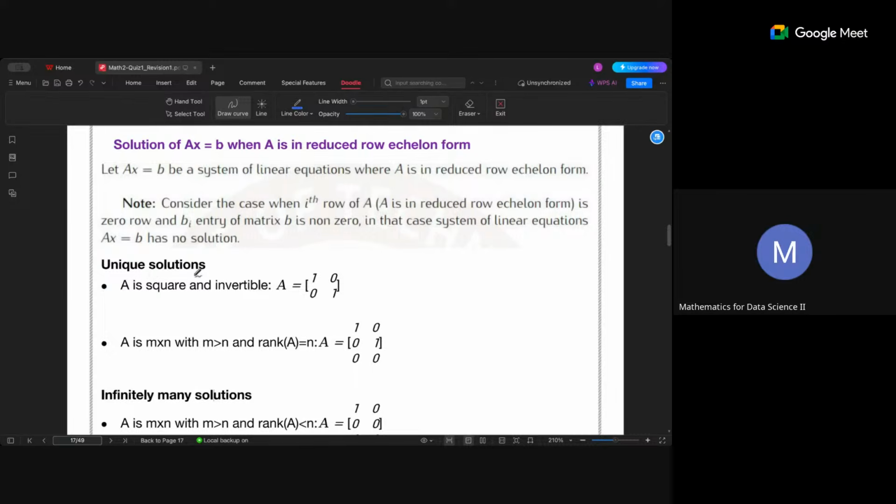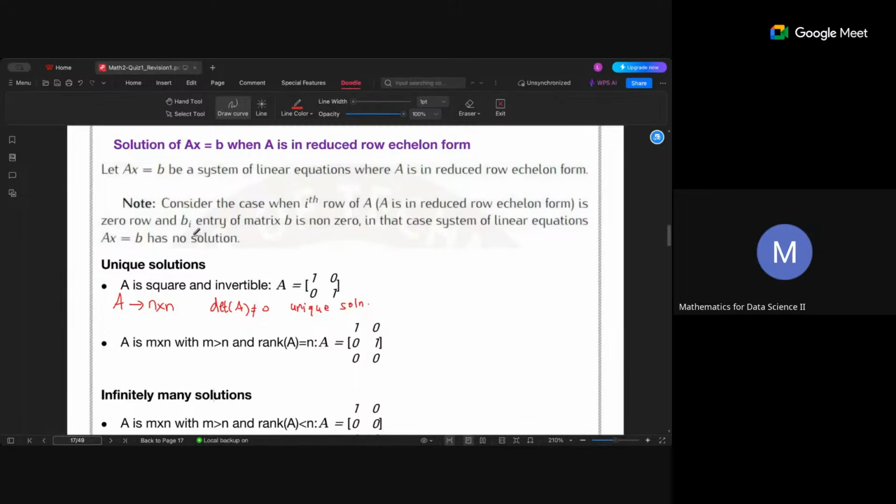So for a unique solution, when can we have a unique solution? If A is an n by n matrix, and you are having determinant of A non-zero, then you know that you have a unique solution. Now I'm telling for the non-homogeneous system.